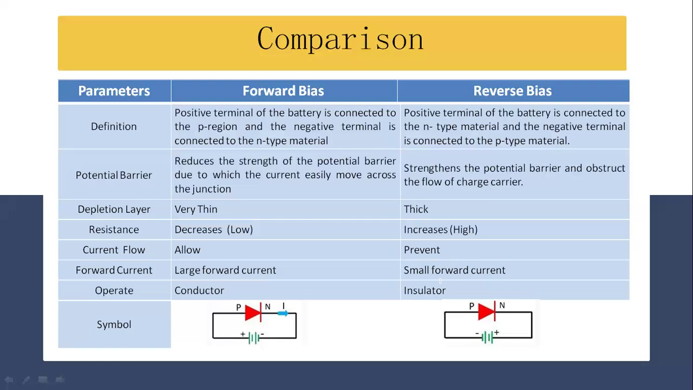So this was about the forward and reverse biasing of your PN junction diode.